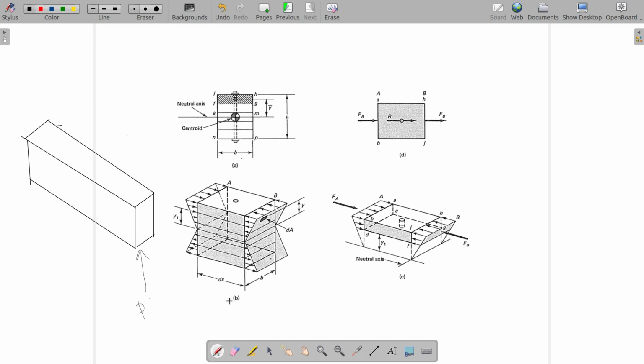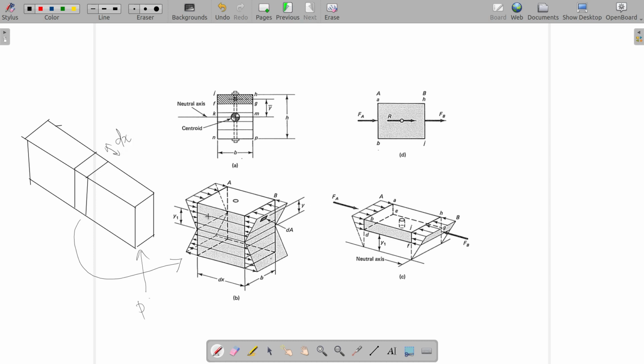What you see here in the figure is a section of this beam. I have cut out a small part from the beam. This part is cut out and drawn here. And what is this length? This is a differential length dx, an infinitely small magnitude.